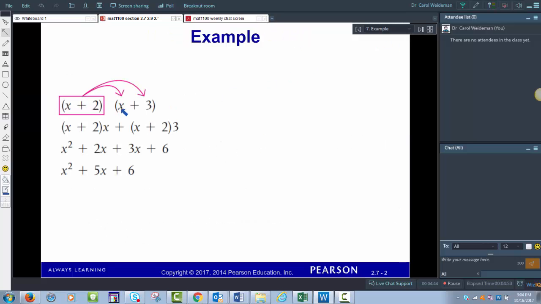So when we do that, we get x times x plus 2 plus x plus 2 times 3, and then we distribute a second time. So we get x squared plus 2x plus 3x plus 6, and then we combine the like terms, the 2x plus the 3x, to give us 5x. And there we go, step by step.